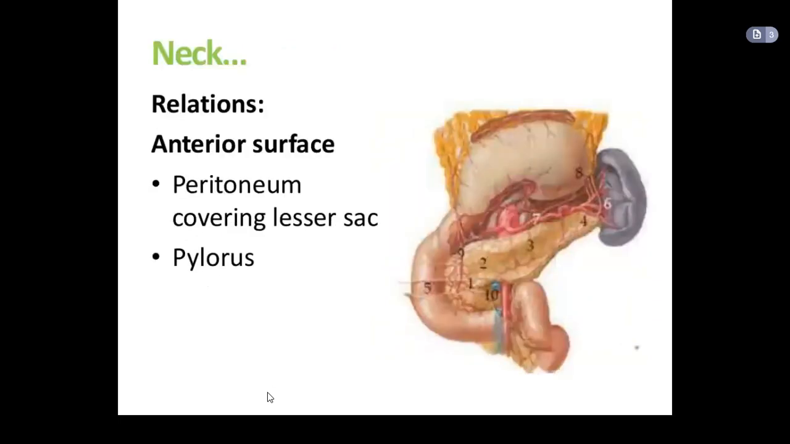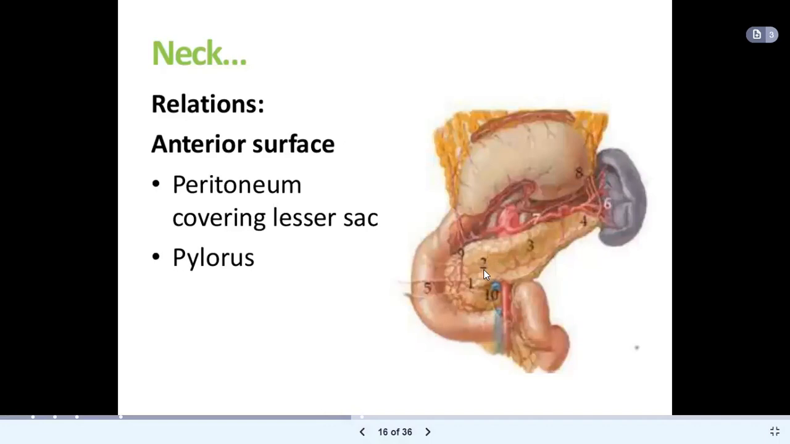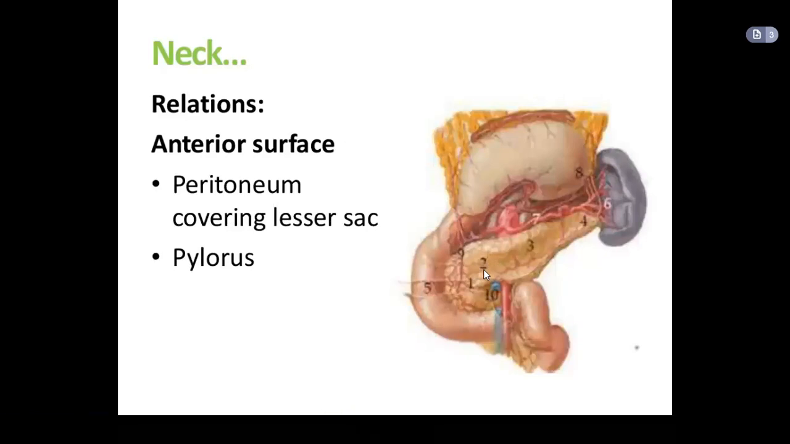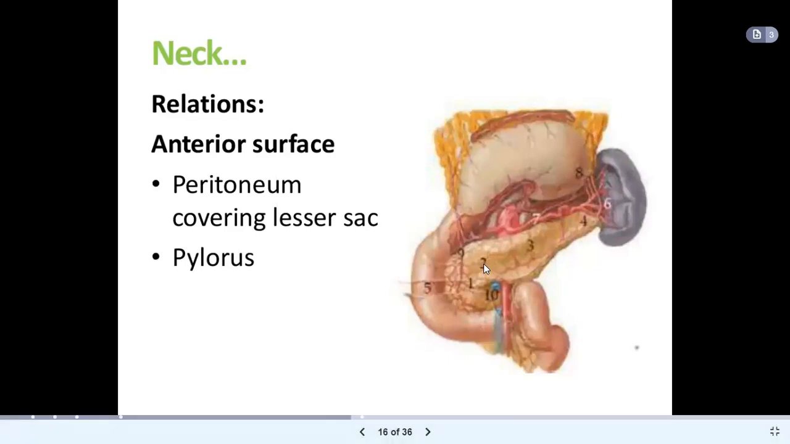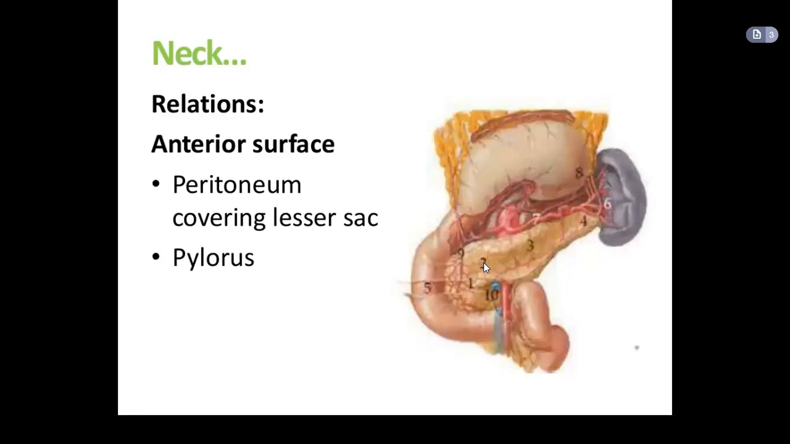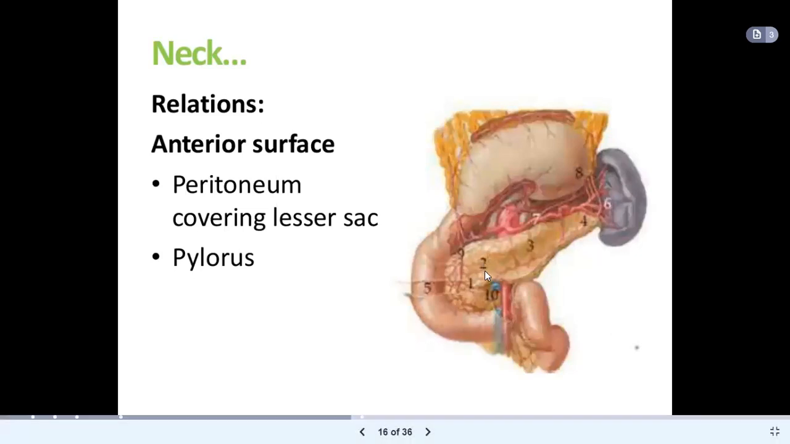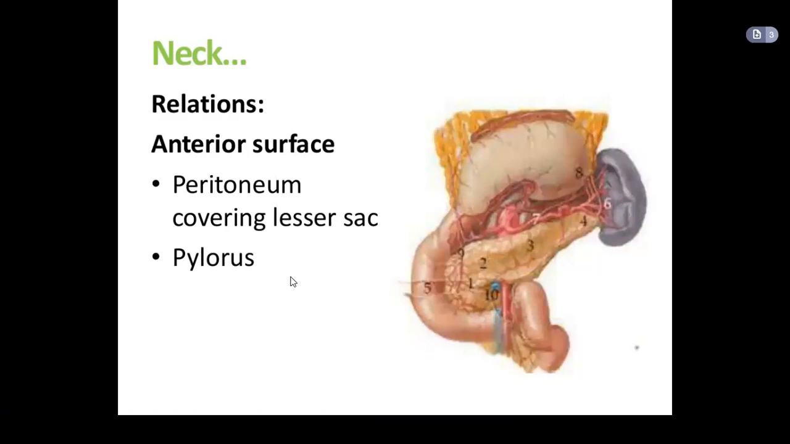Coming to the neck of the pancreas. The neck is a slightly constricted part of the pancreas between the head and body. Its length is 2 centimeters. It is directed forwards, upwards, and to the left. The neck consists of two surfaces, anterior and posterior, and two borders, upper and lower. Let us discuss the relations of the neck.